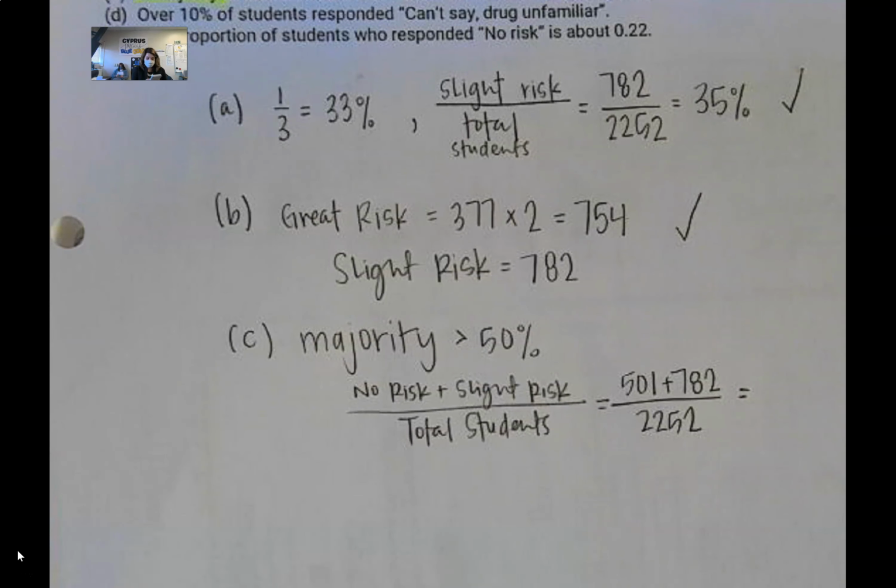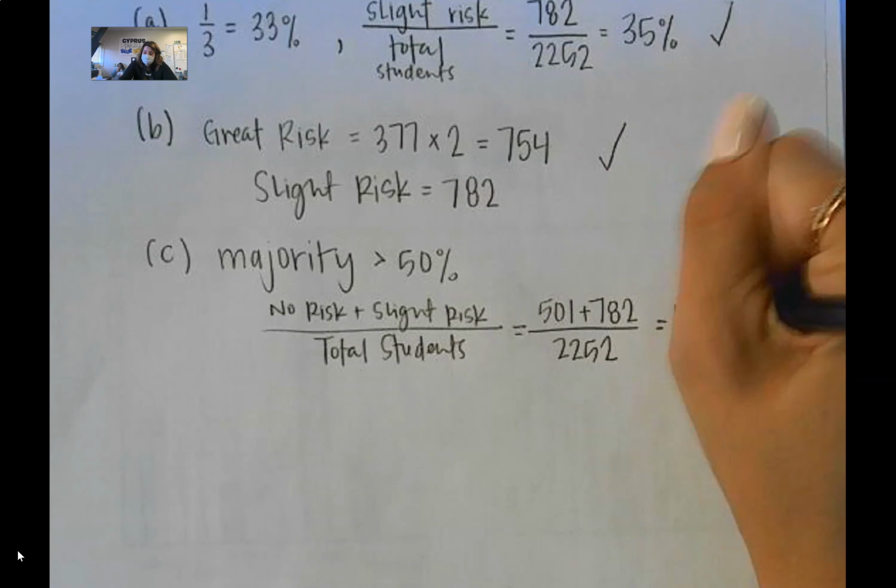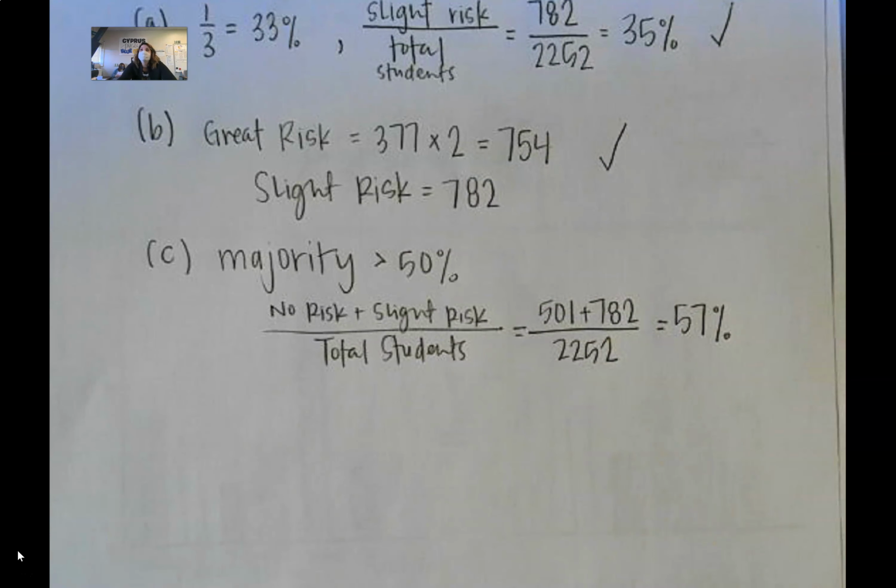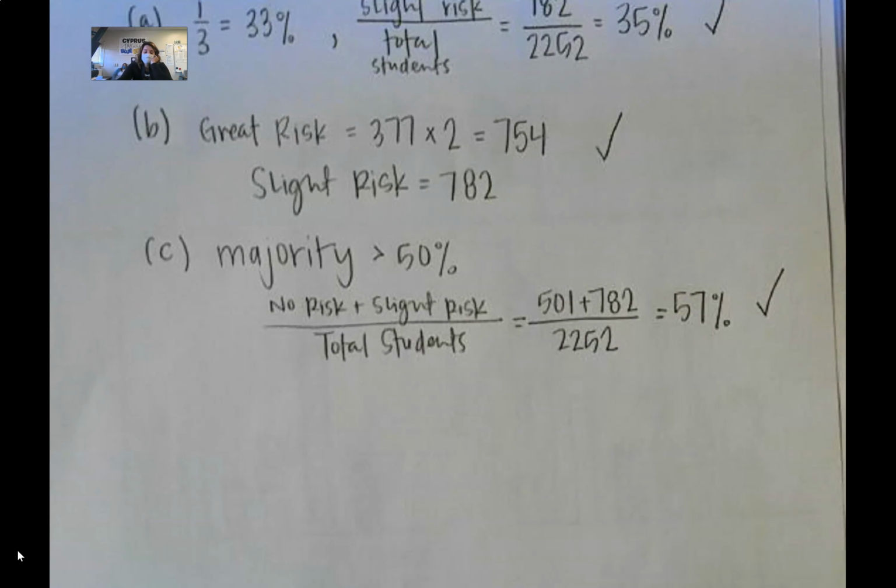So we go in 501 plus 782, divide by 2252. Did we get more than 50? Yep. If you plugged it in correctly, you should have gotten 57%. So C is true. A majority of students said that there's either no or slight risk.